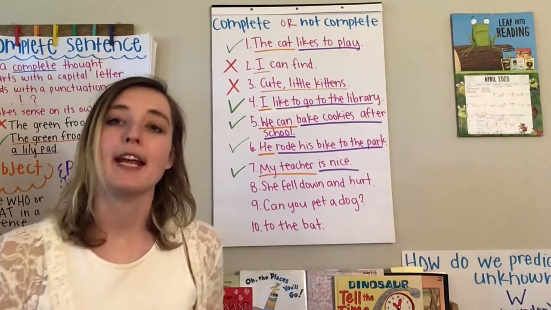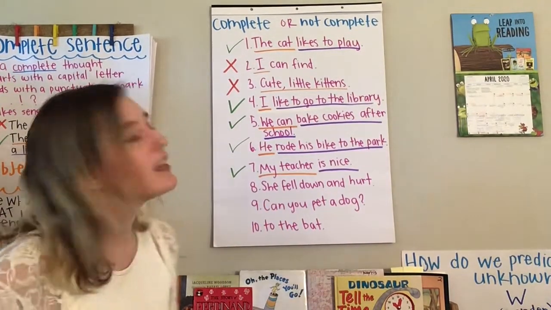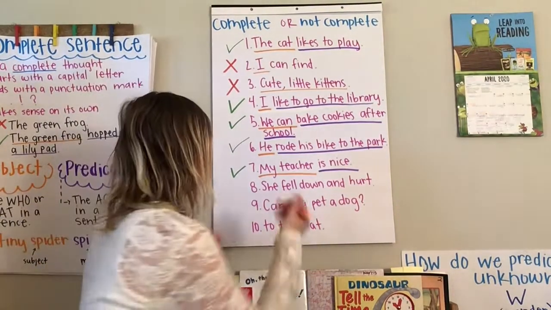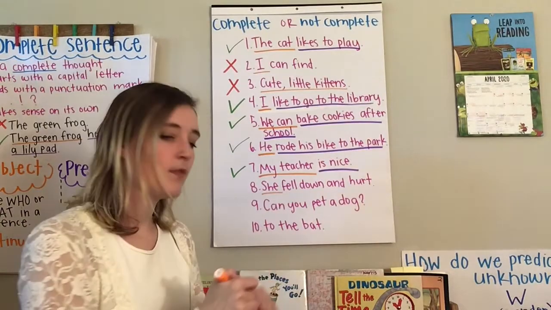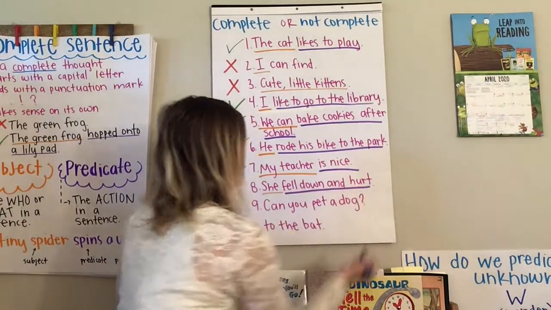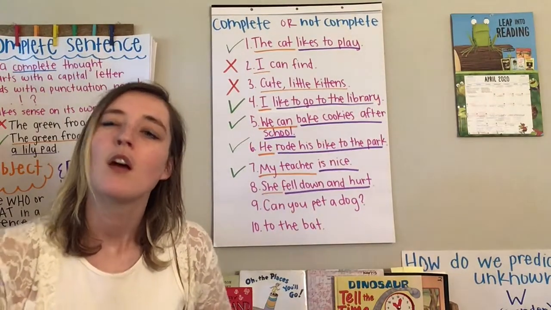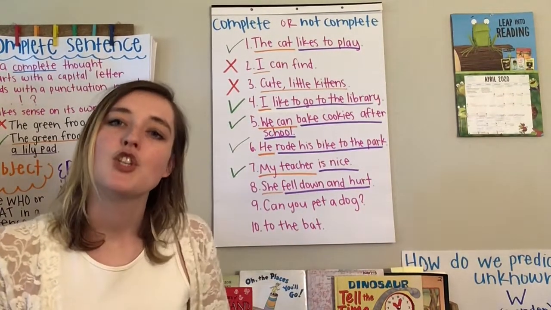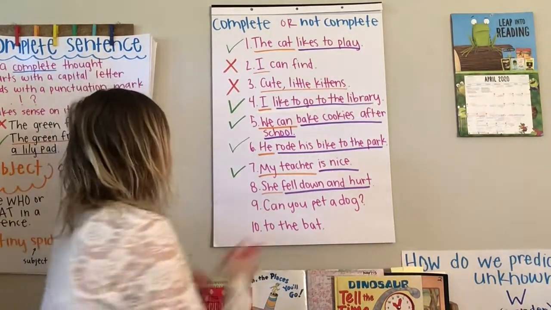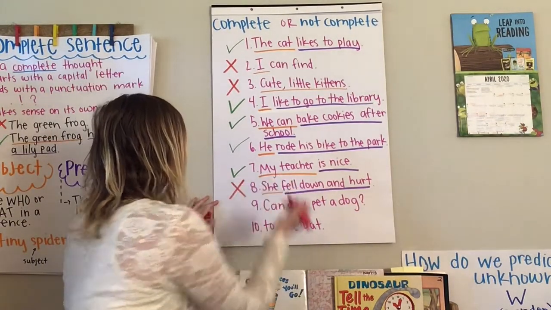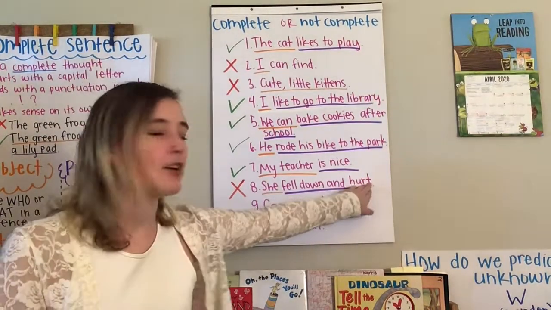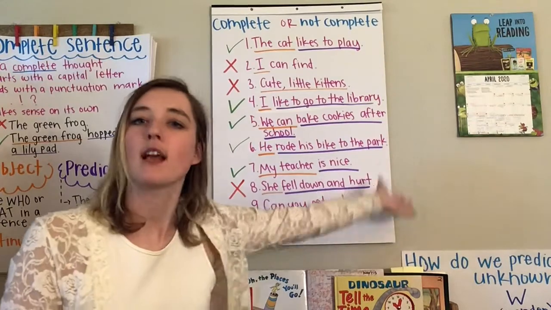All right, number 8. Number 8 says, she fell down and hurt. Okay, so the subject is she. The predicate is fell down and hurt. But does that make sense? She fell down and hurt. This is not a complete sentence because it does not make sense. It does not follow through. She fell down and hurt. What? It's not a complete thought.